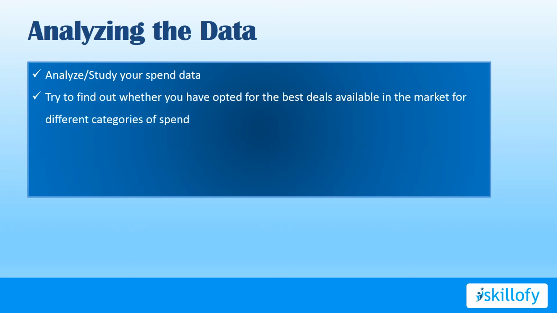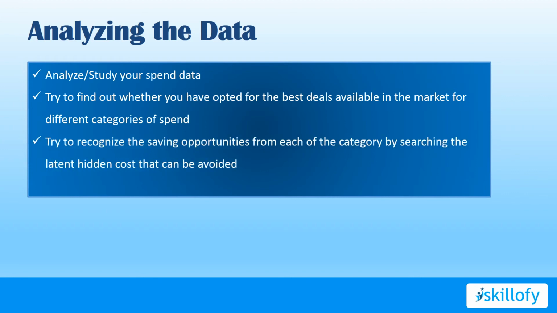Finally, we come to analyzing the data. Try to find out whether you have opted for the best deals available in the market for different categories of spend. For example, after identifying your spend per supplier, ensure that you have negotiated the best contract deal per supplier. Try to reduce the number of suppliers if the cost is reduced without having a significant effect on output. Try to recognize the saving opportunities from each of the categories by searching for the latent hidden costs that can be avoided.